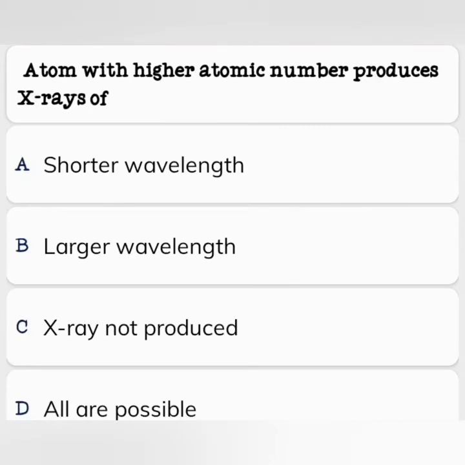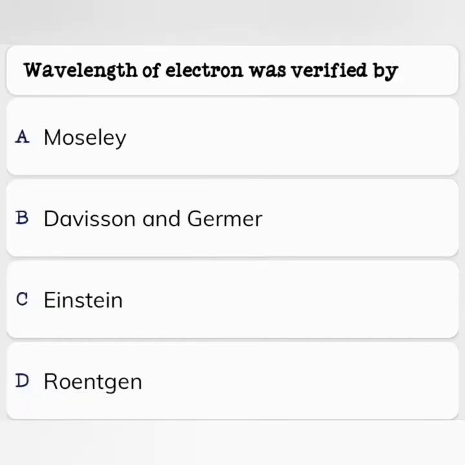Atom with high atomic number produce X-rays of A, shorter wavelength. B, larger wavelength. C, X-rays are not produced. D, all are possible. Right options, आप comment section में लिखें। Yeah, so the right option is A, shorter wavelength.